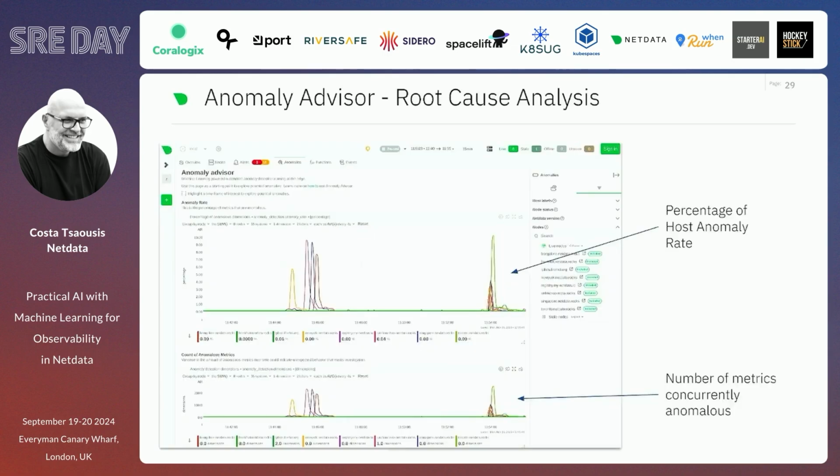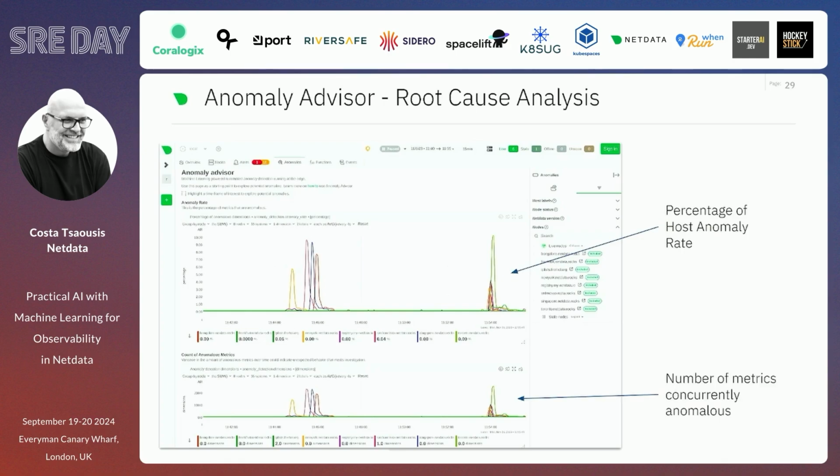Then what we did when we visualized this is the first chart, this one. Every line here is a server. And then we realized that even across servers, anomalies happen in clusters.